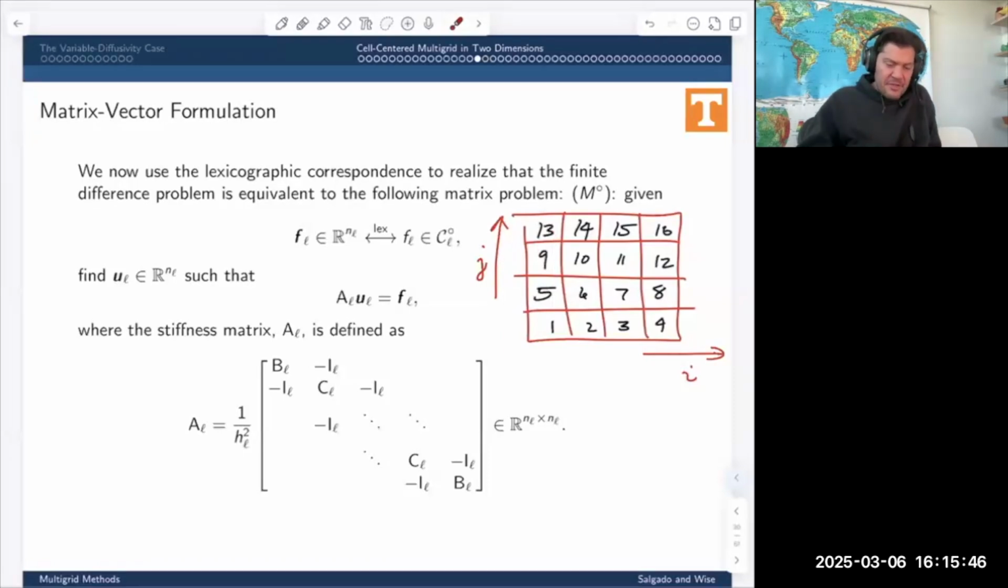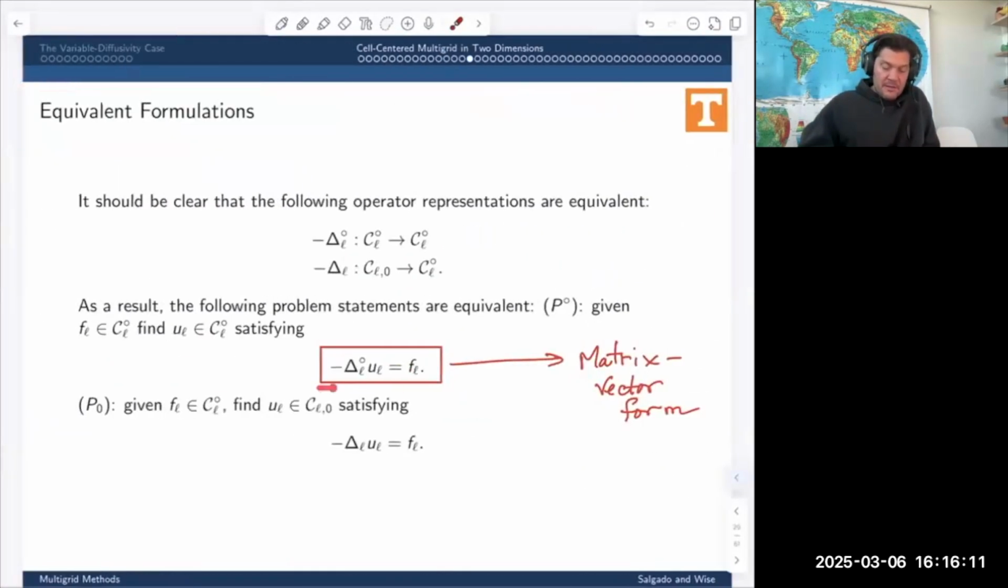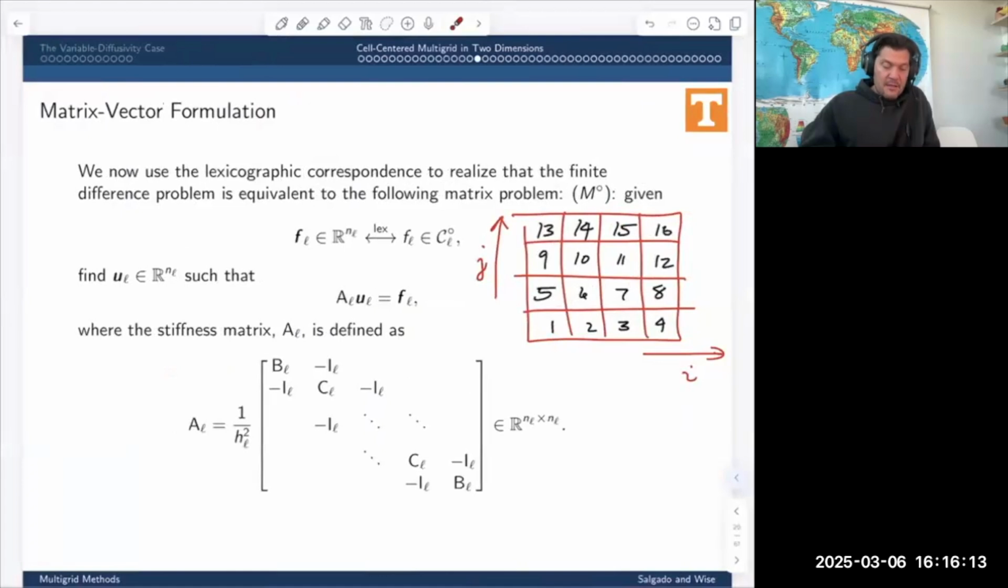Once I do that, then for example, f(2,2) is just going to be f6, and f(4,3), that's that coordinate there, is just going to be f12. That's how I turn a grid function into a vector. Once I know how to do that, then it's just a matter of writing out these equations, and I get a matrix times a vector formulation.